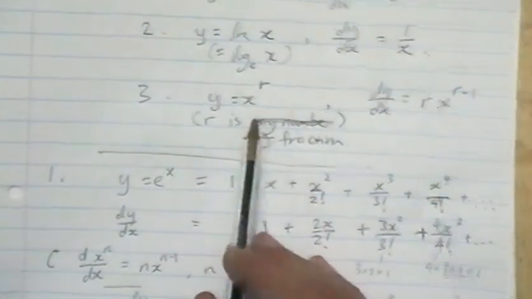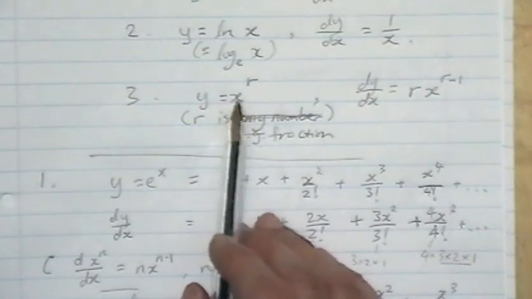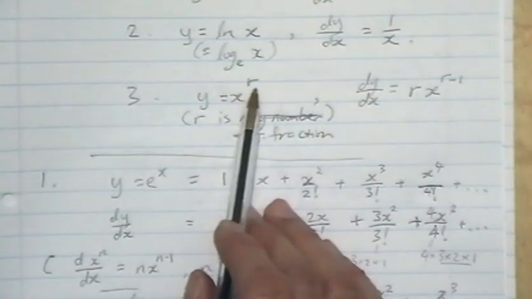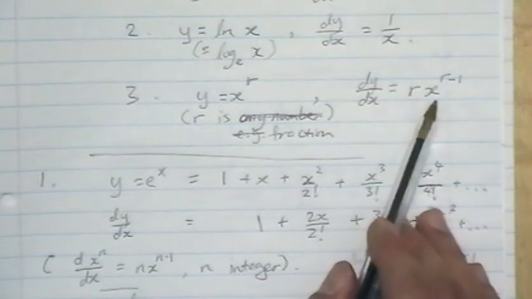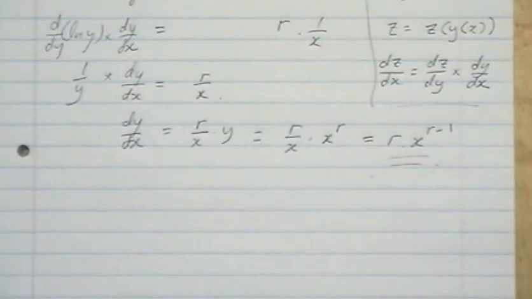If you look back at the question, I want to show that when we differentiate x to the power of r, we'll get r times x to the power of r minus 1, which is what I just got. Okay, so stop here.